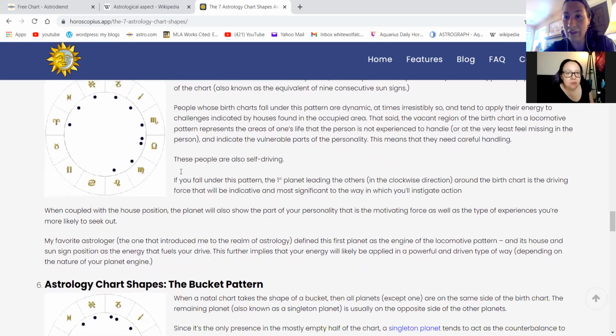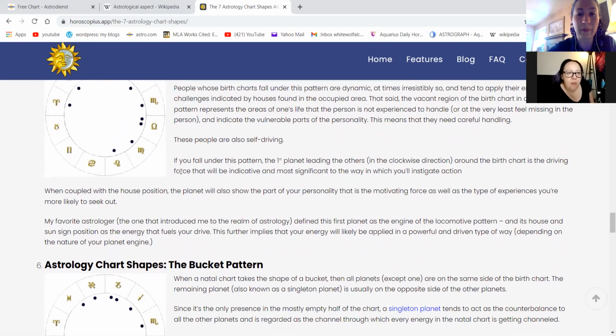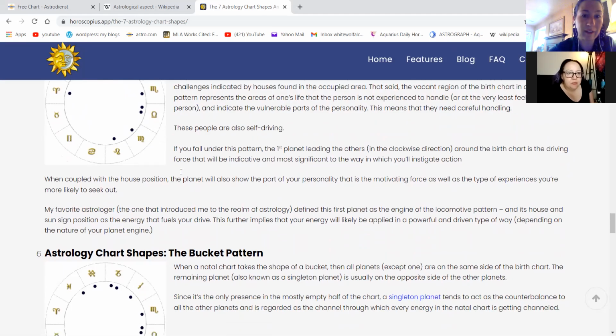That said, the vacant region of the birth chart in a locomotive pattern represents the areas of one's life that the person is not experienced to handle, or at the very least, feeling missing in a person, and indicate the vulnerable parts of the personality. This means that they need careful handling. These people are also self-driving.